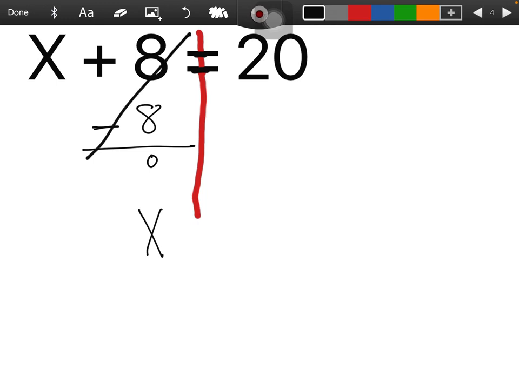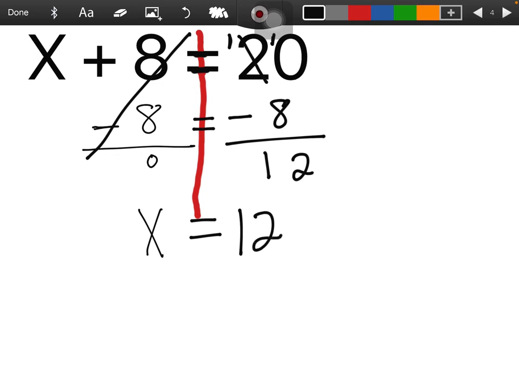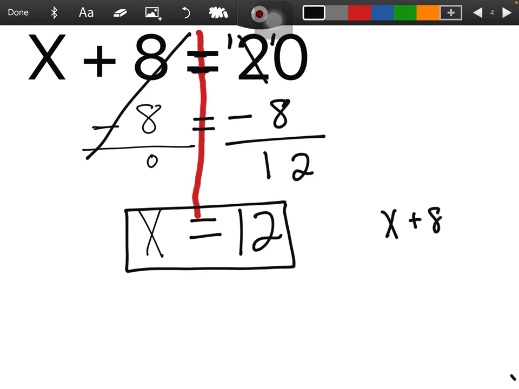Well, when I pay the toll and I go across that bridge, it's going to be the exact same thing on the other side. And so I know 20 minus 8 will give me whatever my solution is. So let's subtract. I'm going to borrow from the 2. I'm going to make that the 10. 8 from 10 is 2 with a 1 in the tens place. So X must be 12. Okay, so I'm going to check my work. By checking it, I'm going to take my 12 and put it back into the original equation and replace the X with the 12.